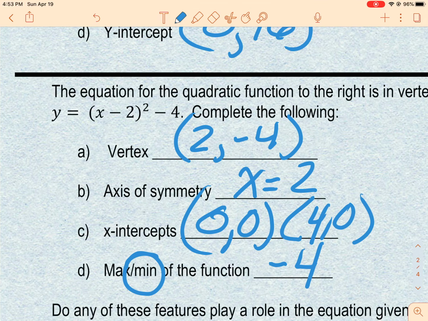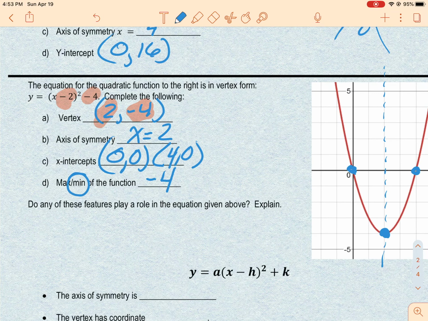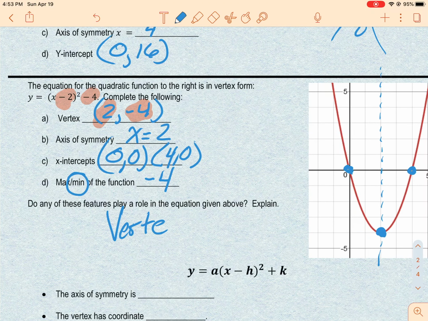So looking at the new equation, this stuff right here, is there some connection to some of these numbers that we found? And if you look, I see this -4, and I see the -4. I wonder if there's a connection there. I see a -2 and a +2 here. So I'm wondering if there is some sort of connection to that, and there is. So the vertex does play a role. So that form is actually called vertex form.